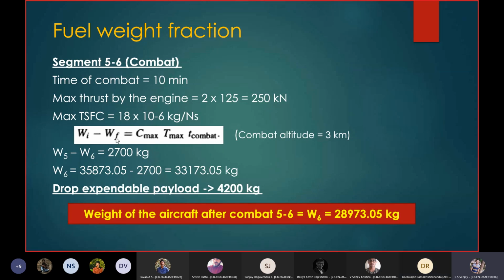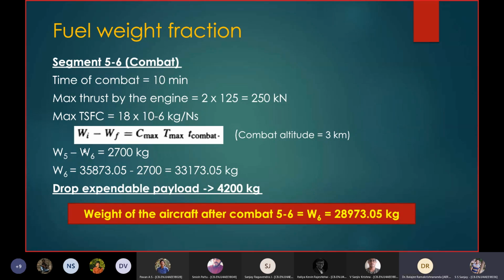And combat. For the combat, we have used the same formula mentioned in the Corke book: Wi minus Wf is equal to C max into T max into time of combat. Time of combat is chosen as 10 minutes, and we are going to combat at an altitude of 3 kilometers. This calculation gives us the difference in weight as 2,700 kg.